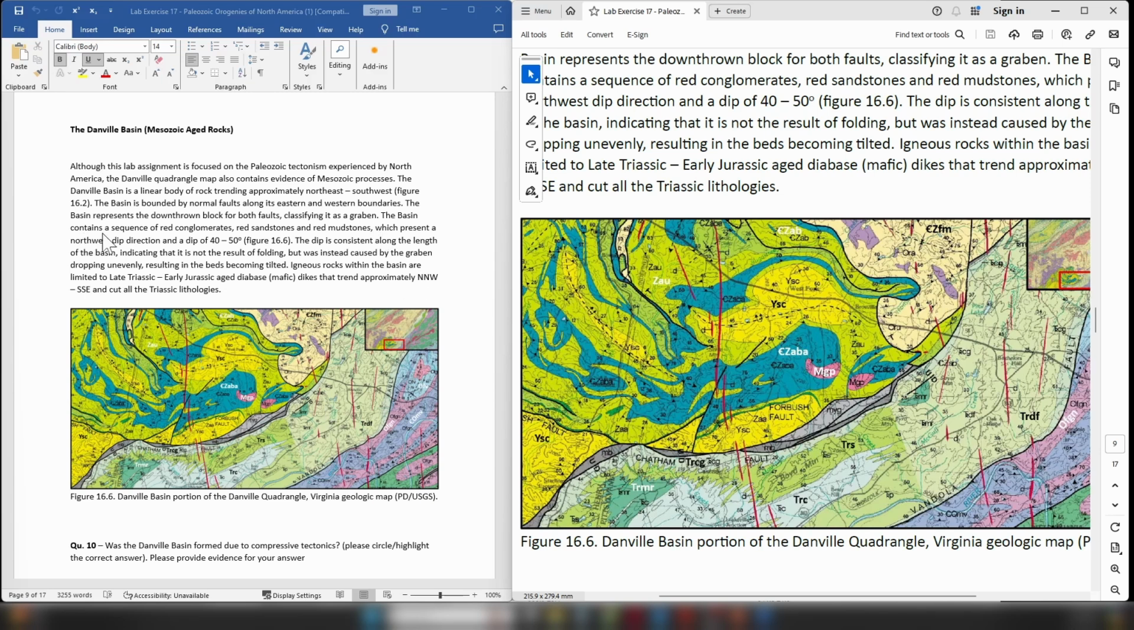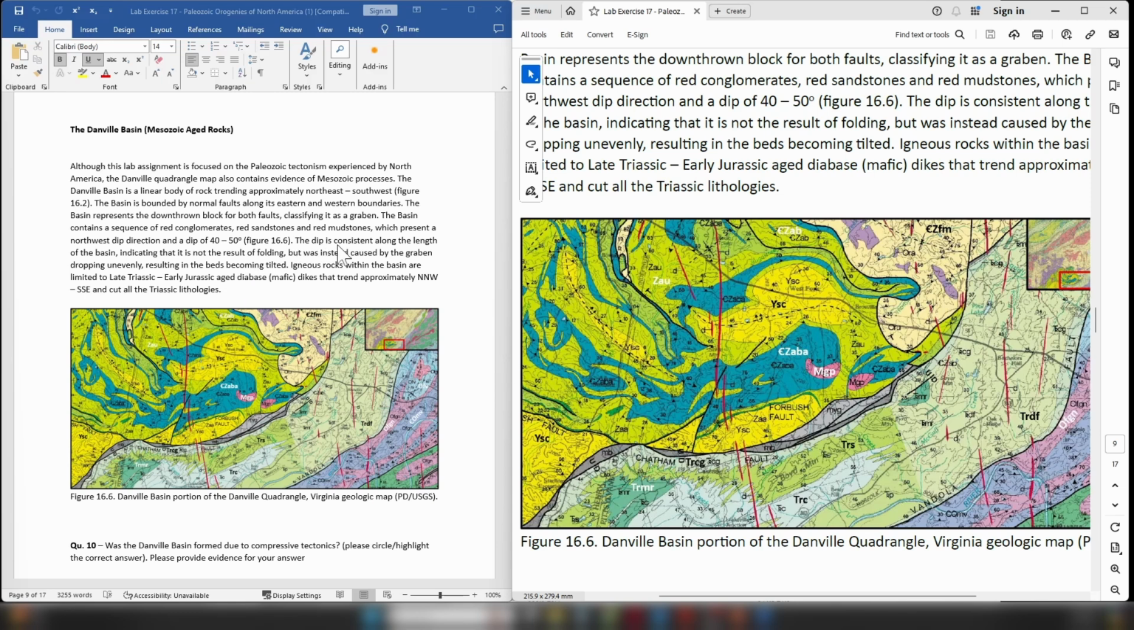Now, the basin itself contains a sequence of red conglomerates, red sandstones, and red mudstones. If you remember, typically red-coloured sedimentary rocks are often associated with hot, arid conditions, so think deserts. So the sedimentary rocks themselves present a northwesterly dip direction and a dip of about 40 to 50 degrees. So they're dipping off towards the northwest. That means they're dipping off towards the top left-hand side of the map, and they are dipping quite steeply at 40 to 50 degrees.